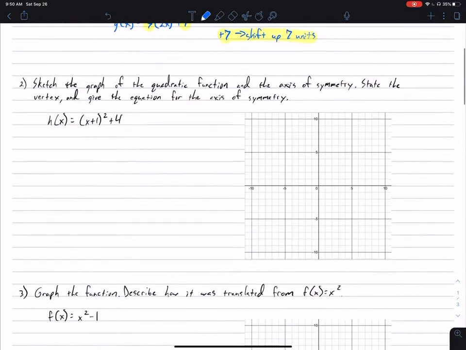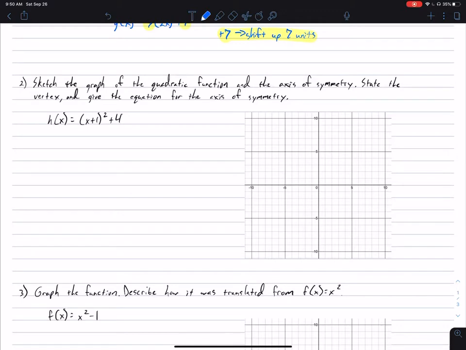Number 2, they're asking us to sketch the graph of the quadratic function and the axis of symmetry. State the vertex and give the equation for the axis of symmetry. We've done some problems like this before. Again, this is in our vertex form.